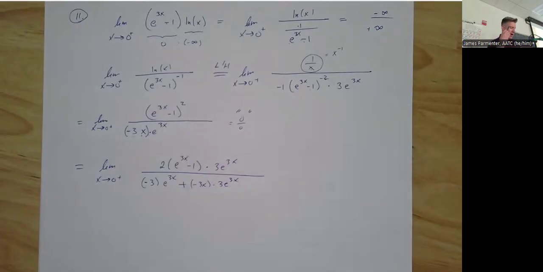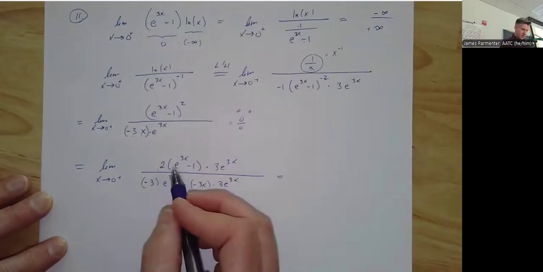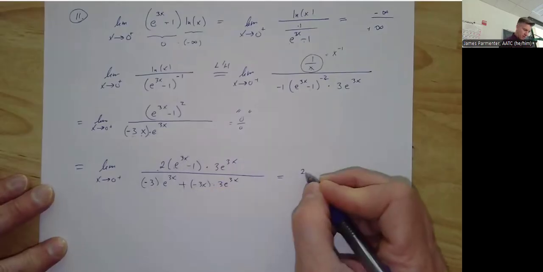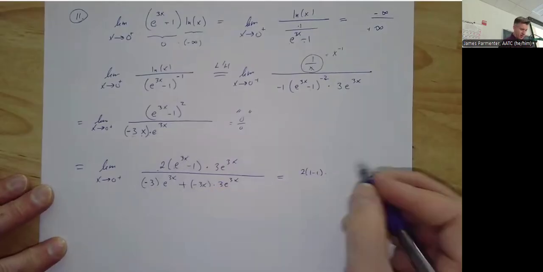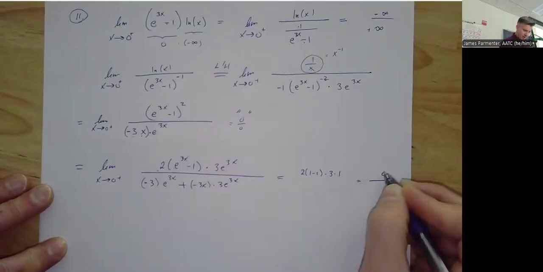To me, it seems worthwhile to factor and cancel an e to the 3x, but it might not be necessary. Let's just see what happens when you plug in 0. So I plug in 0, I get 2 times e to the 0, which is 1. So I get 2 times 1 minus 1 times, it really doesn't matter what the rest is, but it is 3 times 1. So I get the 0 on top.